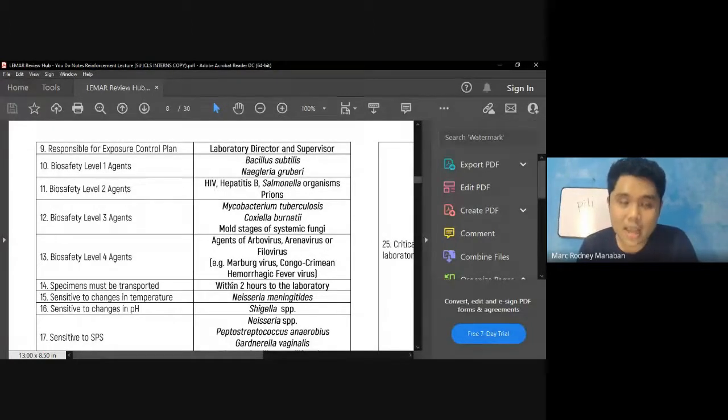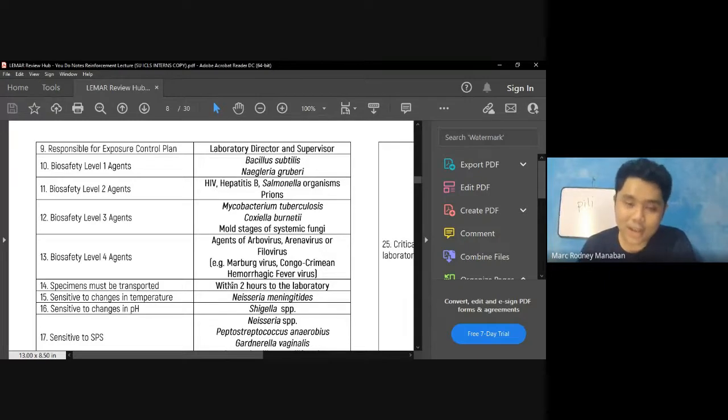These are agents that are known to cause infections. They cause the most common infections. You have your HIV, hepatitis B, Salmonella organisms, and even prions. But again, remember that HIV depends on the use. If you use a high concentration of HIV, then the facility must be BSL-3.